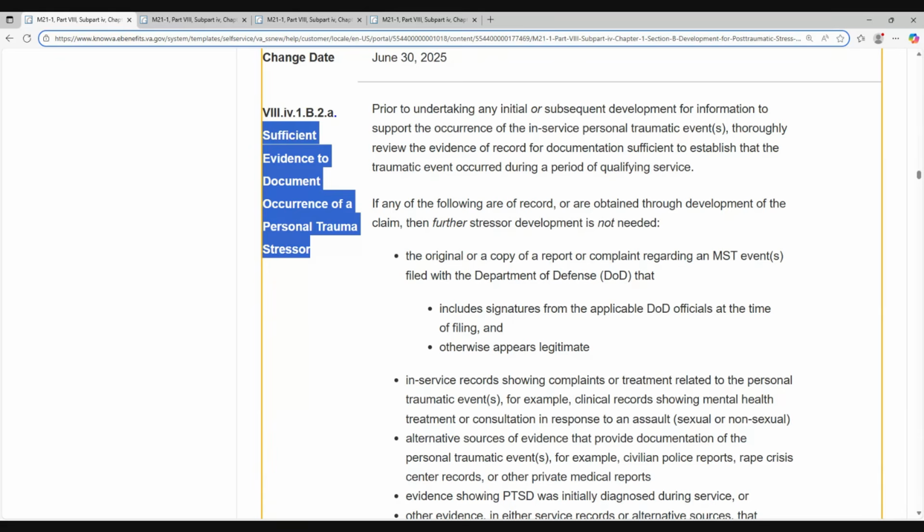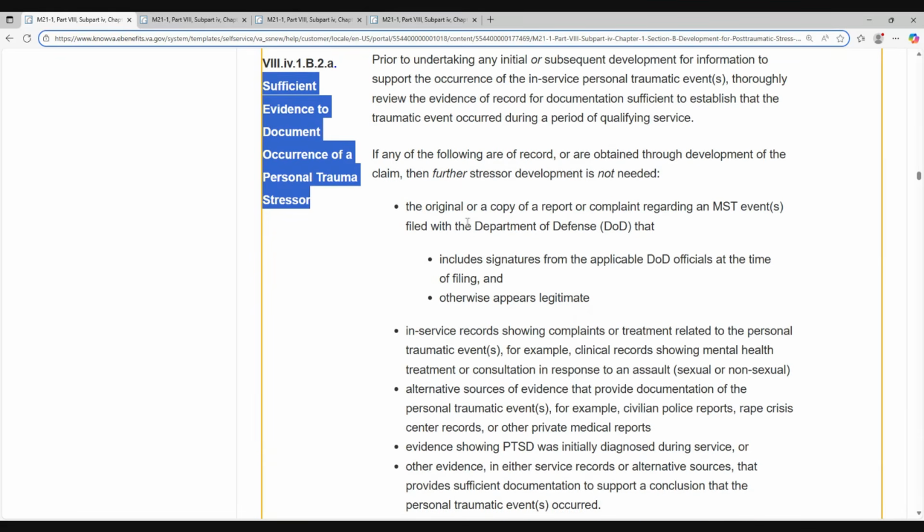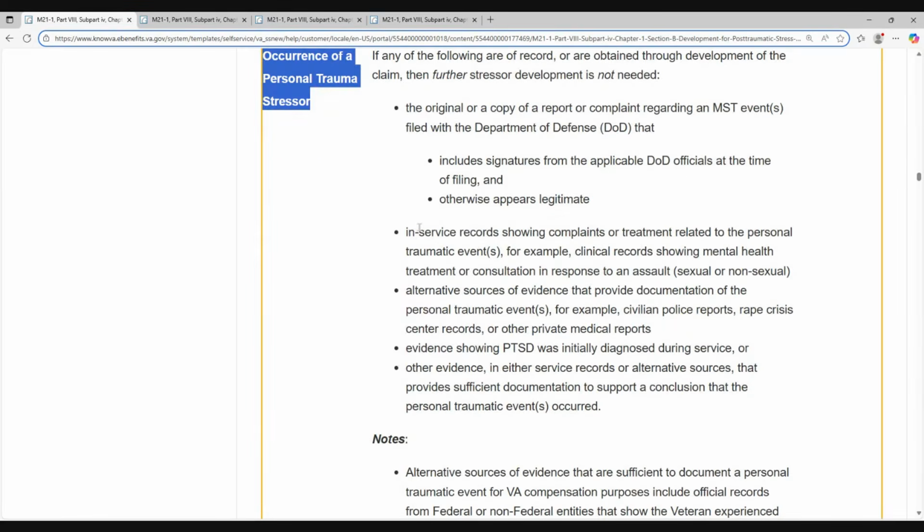But if you have objective evidence, like originals or copies of reports of complaints regarding MST from the Department of Defense, things like that, in-service records showing complaints of treatments related to the personal trauma events, clinical records, mental health records, ER records, sexual and non-sexual. So if you were beat up in the service, the fact that you have the injuries around that time.